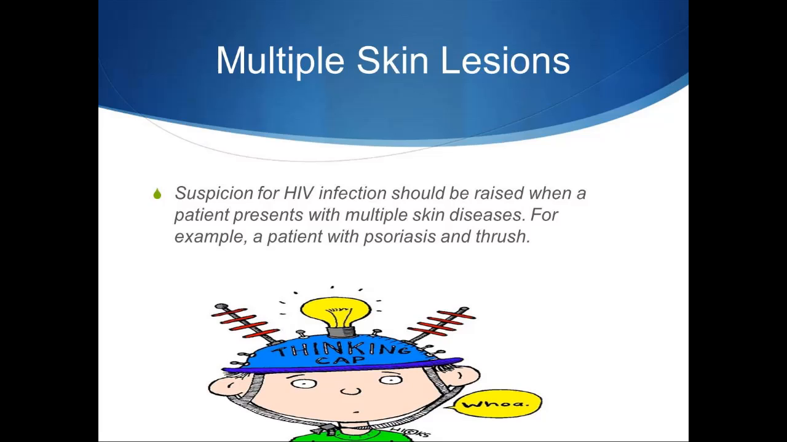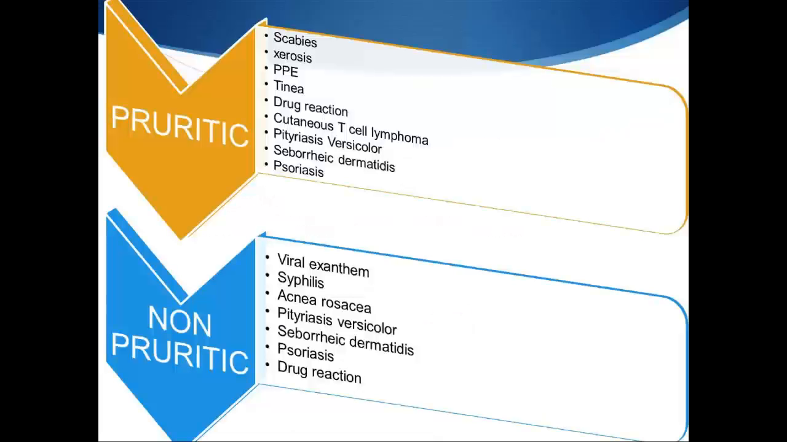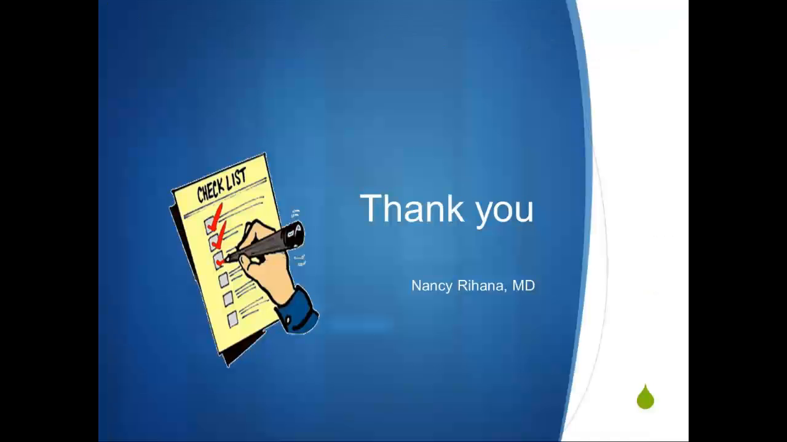Another hint is that whenever you see multiple skin lesions, like you have thrush and you have psoriasis, always think that this patient may have HIV. And this is a summary of what are the pruritic lesions and what are the lesions that are non-pruritic. I think I put it in the handout. Yeah. Thank you.